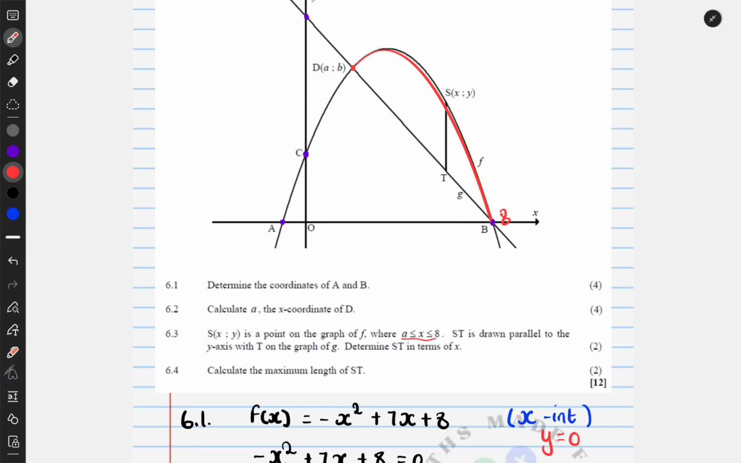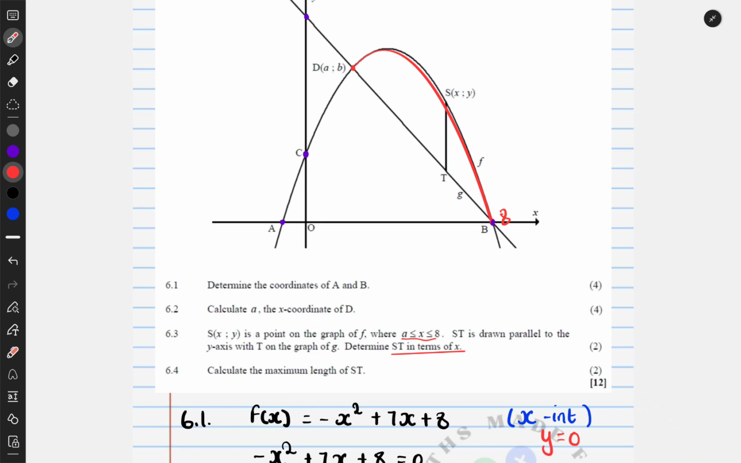Okay, so SC is drawn parallel to the y-axis with t on the graph, and then we are asked to determine the ST in terms of x. So we know already that ST, first thing first, is a vertical line. So when we're calculating the length of a vertical line, which is what we are asked here, we are simply going to subtract the y values, or the y coordinates of these 2 points, the s and the t.